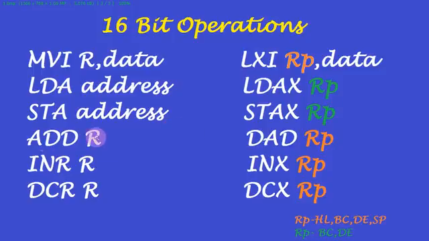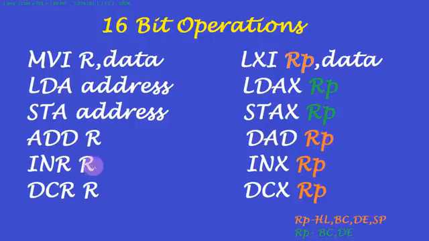Now ADD R is a command which will add the data in the register R, which can be any of the registers A, B, C, D, E, H, L or M, to the accumulator and store the result in the accumulator. So the equivalent command for 16-bit operations is DAD, and it will add the register pair, which is in orange here, that is HL, BC, DE and SP, to HL and store the result in HL again. So HL is the register which will store the results of operations on 16-bit data.